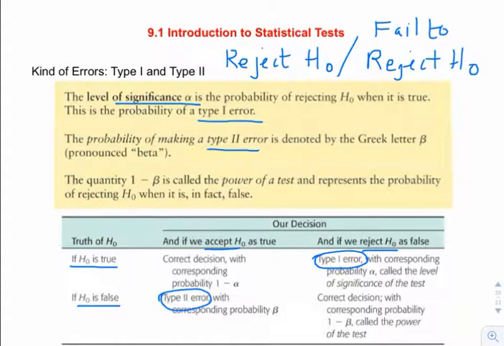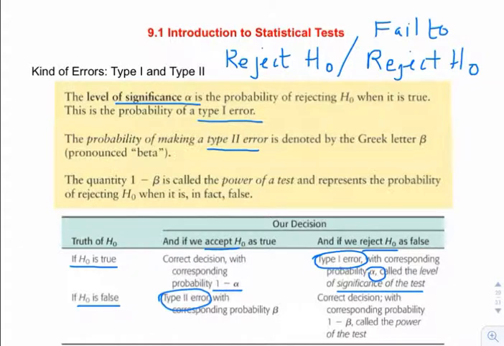Let's look at these alpha and beta. So alpha is the level of significance. The level of significance is going to be your boundary. Are your p-values significant or not? This is going to be our boundary of whether we're going to reject or not. So let's look over on the left side.